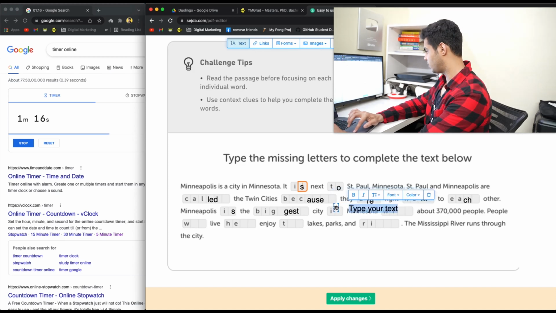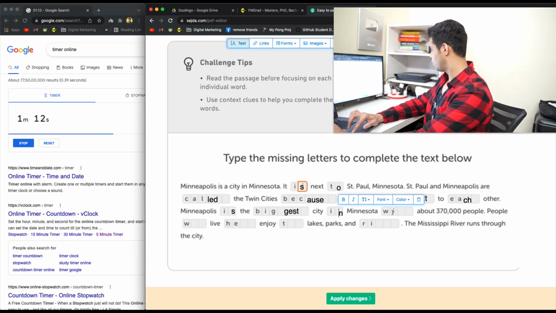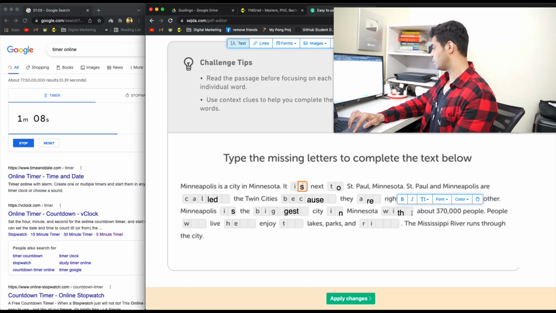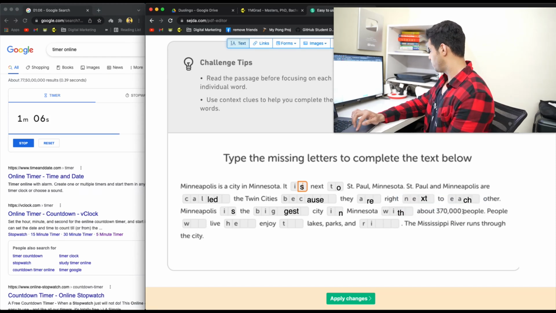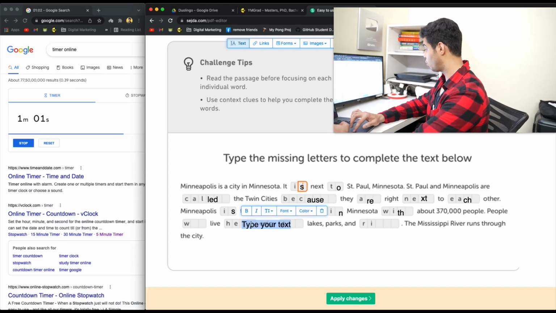I'm actually going to have to reposition that. Okay, all right, and then with about, I think, 370,000 people, right? So we'll put in "with" over there. People dash live here enjoy. Okay, so I do not know what this is, so I'll just skip that for now.